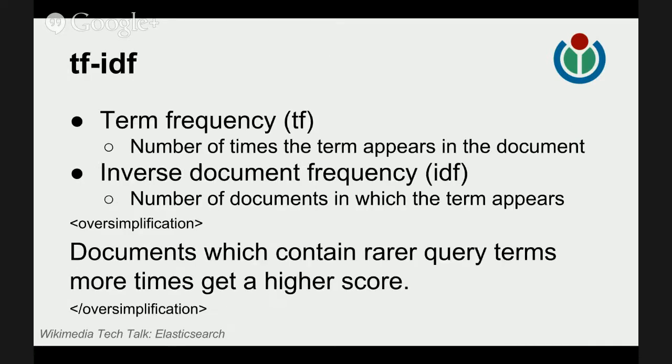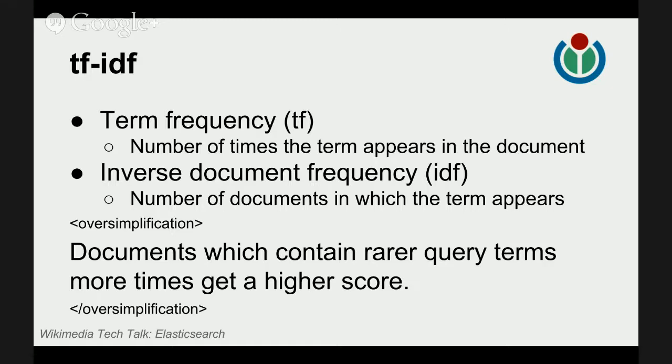The first one is called Similarity. Similarity is configurable in Elasticsearch, and it is essentially the lowest level bit that scores a document based on query terms. The default one is called default similarity, but it uses the term frequency inverse document frequency concept. The idea being that documents which contain rarer query terms more times get a higher score. There's a lot of math, like floating points compressed into byte sizes, behind this statement. But it mostly works like that oversimplification that I wrote there.